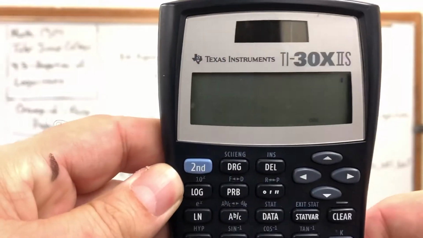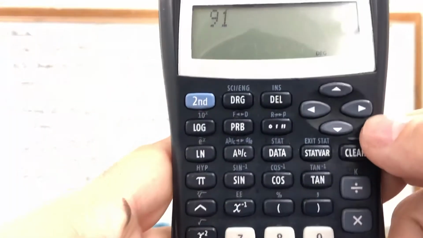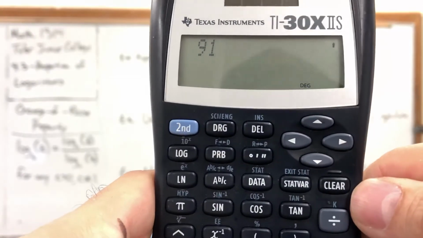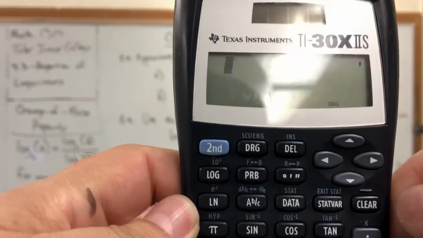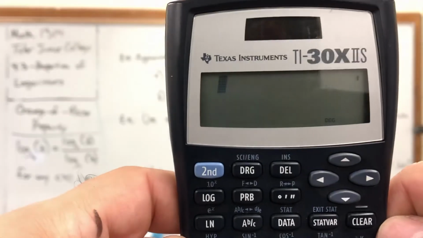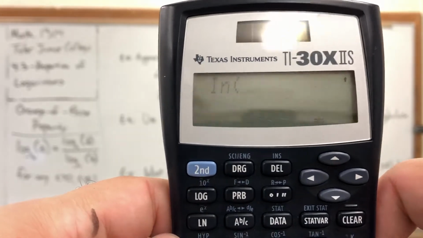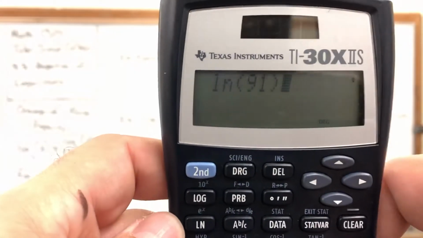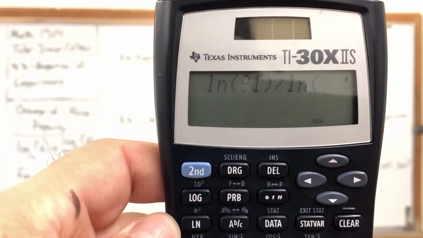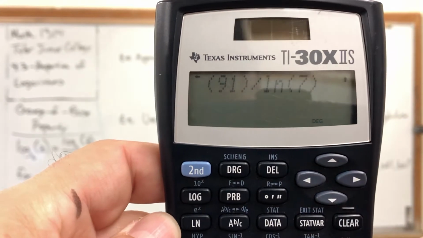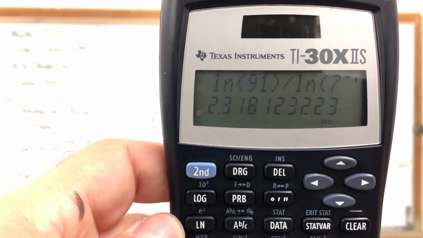All right, for the first one, we need to type in 91 and press ln, which is, wait, this is in the same calculator I had before. Oh, it's over here. Oh, this is a display calculator. All right, for a display calculator, you type it in the order you see it. So ln, notice it defaulted open parentheses, 91, close parentheses, divided by ln 7, close parentheses, equals about 2.3181.